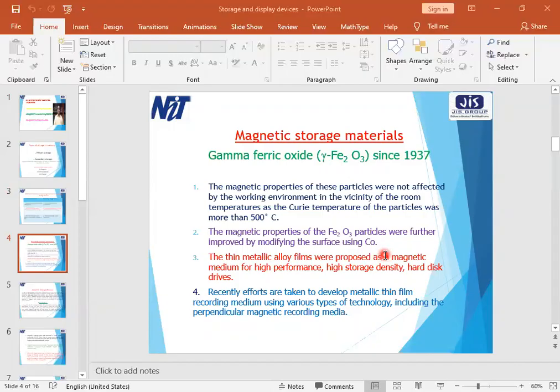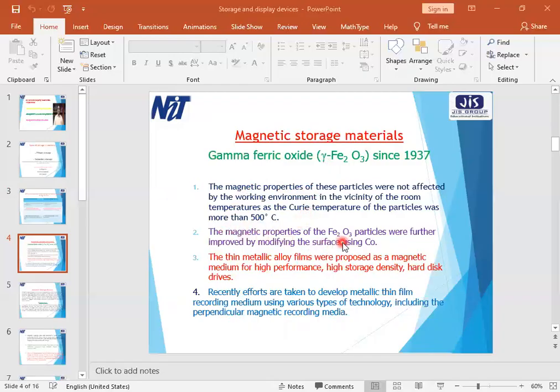Now, for the magnetic storage materials, gamma ferric oxide was used as magnetic storage material since 1937. The magnetic properties of these particles were not affected by the working environment in the vicinity of the room temperature, as the Curie temperature of the particle was more than 500 degrees centigrade. Because of that, if you work at room temperature, the magnetic properties are not affected, because after the Curie temperature, the magnetic properties get altered.